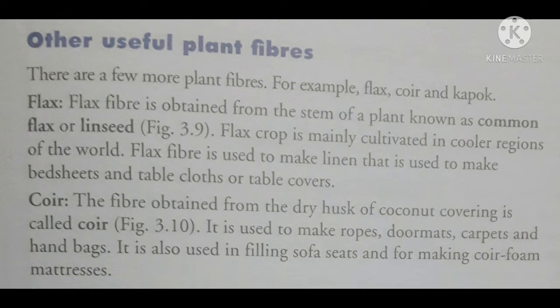Now the second one is coir. Children, coir is the fiber obtained from the dry husk of the coconut covering. This is called coir, and it is used to make ropes, doormats, carpets and handbags. And it is also used in filling of sofa sets and for making coir foam mattresses or beds. So these are made from coir.